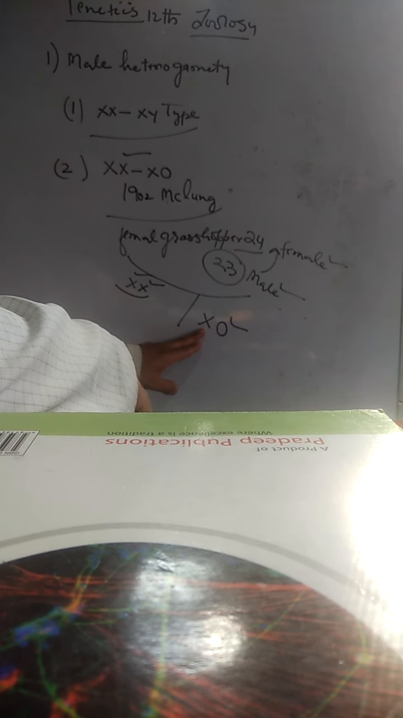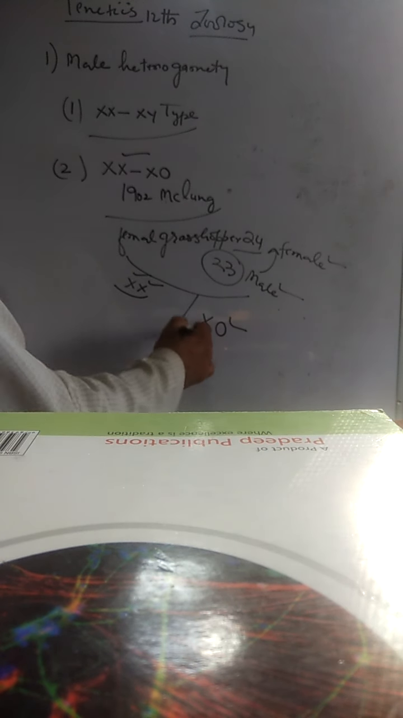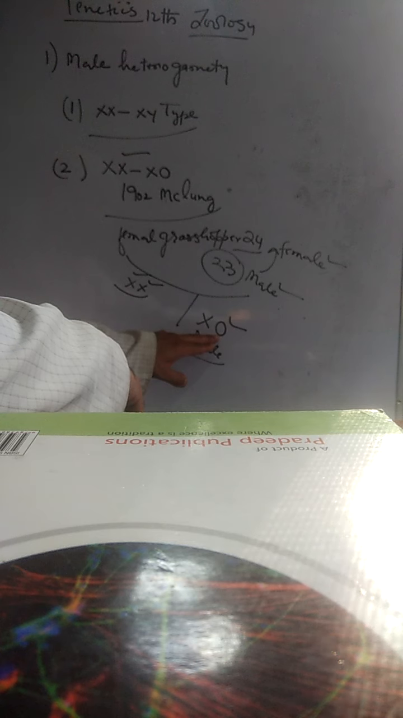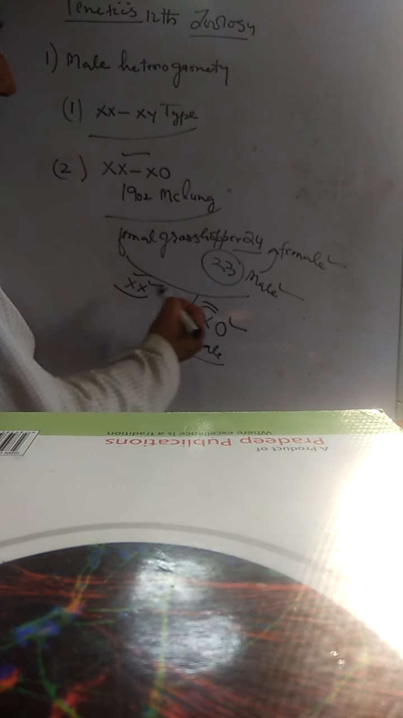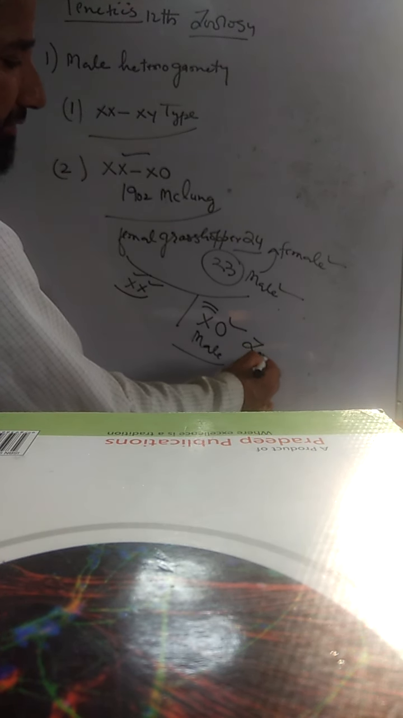As a result of meiosis, all the eggs of such species carry one X chromosome. Whenever gametogenesis takes place in the female, each gamete has an X chromosome. But when gametogenesis takes place in males, 50% of the gametes have an X chromosome and 50% lack the X chromosome. Only half of the sperms have one X, the other half has none, that means no X chromosome.